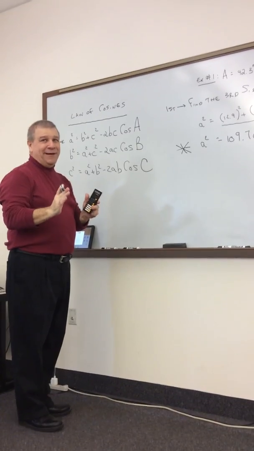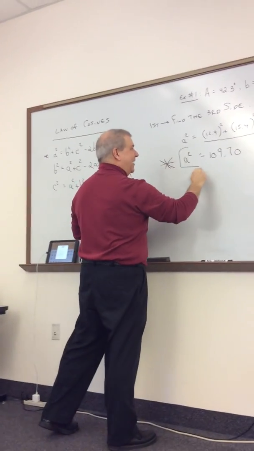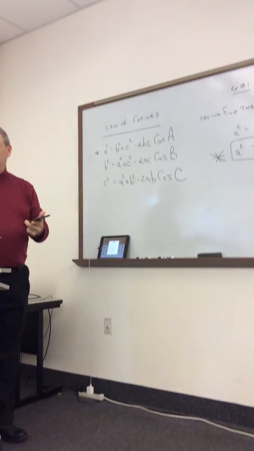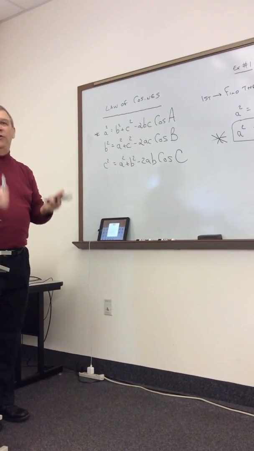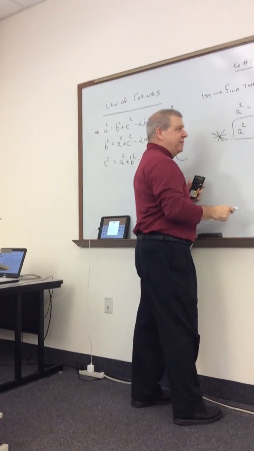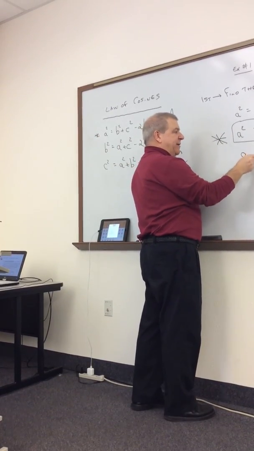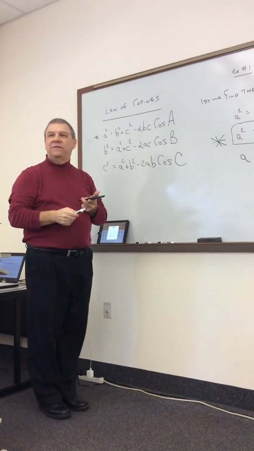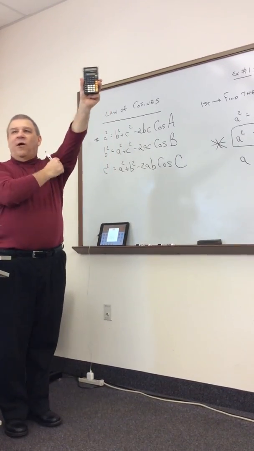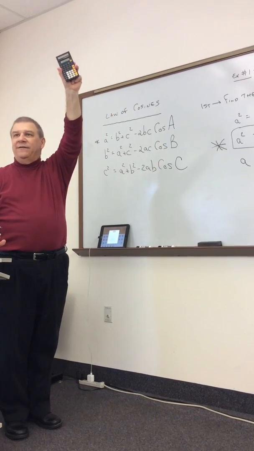Guys, you have to pay attention to me. You see that line of work right there? It must be written on your paper. I have to see that number that comes out of all that. And then all you've got to do to get side A then is what? On your calculator. This part's easy. All you've got to do to get side A then is what?